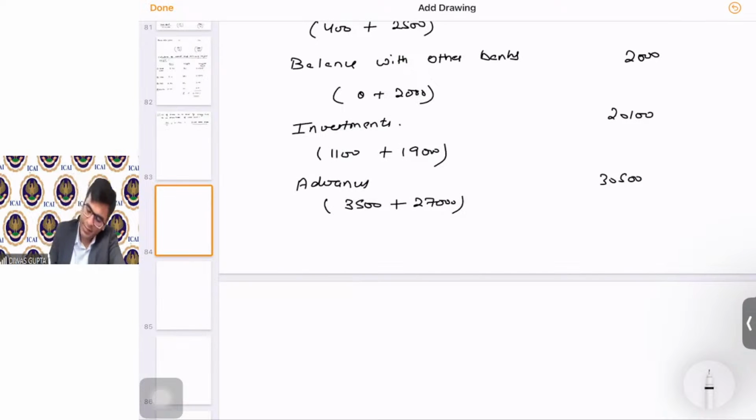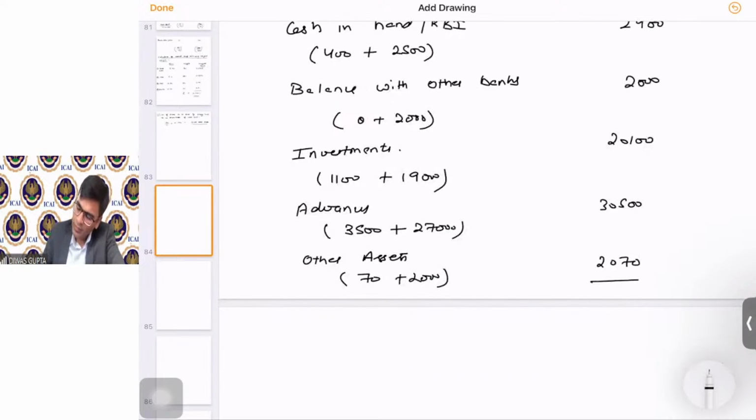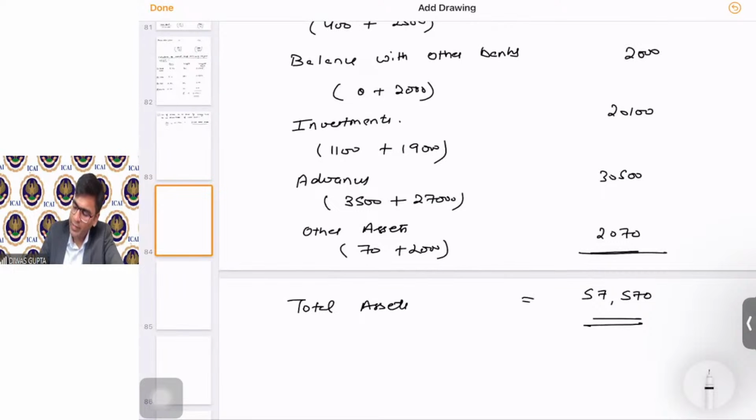Then we have other assets. How much is the value? 70 and 2,000. So 2,070. The total, if we put, is 2,070 plus 30,500 plus 20,100 plus 2,000 plus 2,900, which is 57,570 total assets. We don't have to take any preliminary expenses here. Why? Because this is already adjusted in the net book value taken over.